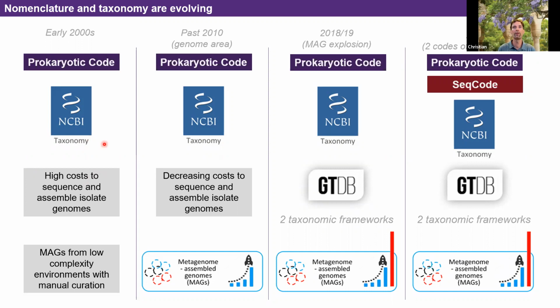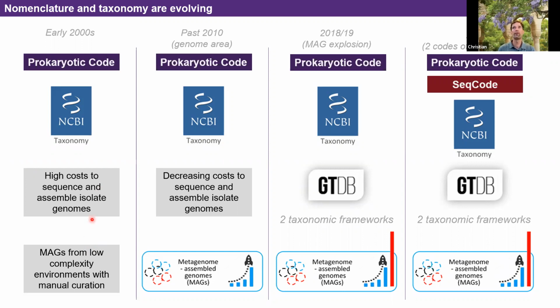Now, in the early 2000s, we had rather high costs to sequence and assemble isolate genomes, so there were just a few. And that was the start of MAGs, metagenome-assembled genomes, that could be assembled at the beginning from low complexity environments, like acid mine drainage. That was a very labor intensive, manual process in terms of the bioinformatics.